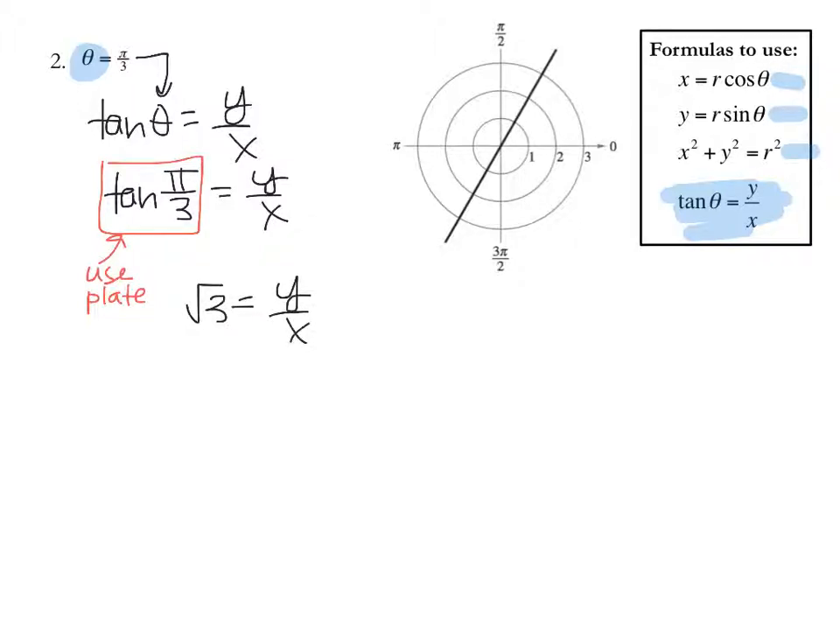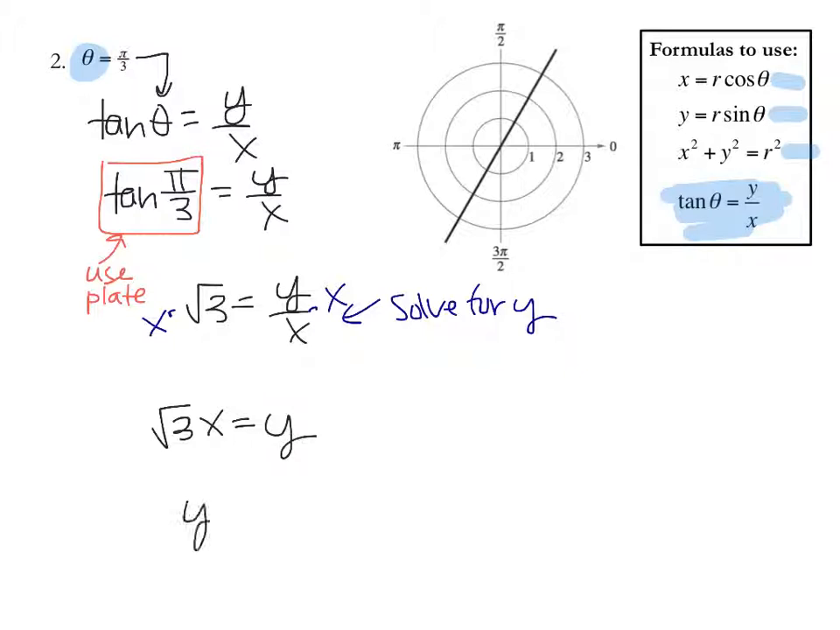And then we're going to follow the rules of basic algebra as we solve this for y. Since there's just an x and a y, we typically solve it for y. So to solve for y, we would multiply each side by x. And that would give us radical 3x is equal to y. Or if we write it the other way, y is equal to radical 3x. That equation is in the form y equals mx plus b, which is just a line. And if you look at the picture, we get a straight line here.